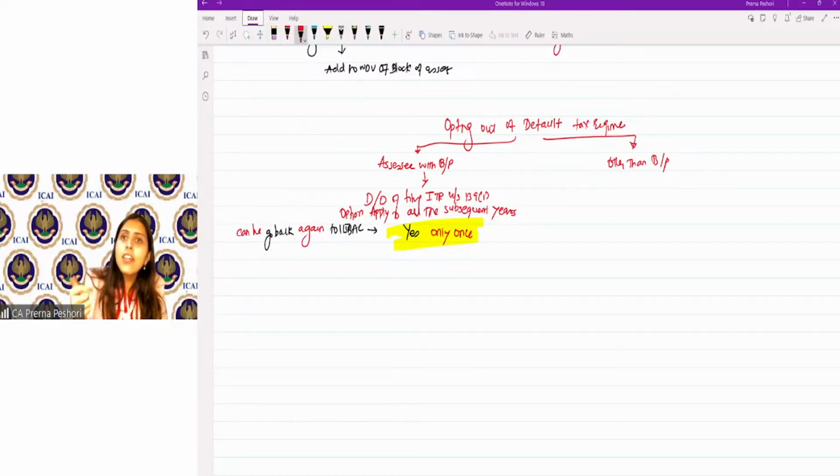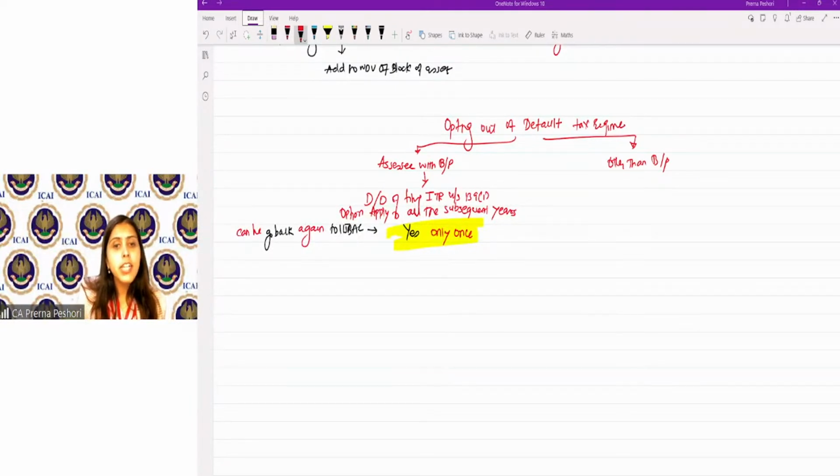So for a person having the business or profession income, he cannot opt in, opt out, opt in, opt out. He cannot do like that. He will be governed by 115 BAC as default. If he wants to be governed by normal provision, opt out. Now, once you opt out of this, you cannot come back to 115 BAC because the option will be exercised for all the subsequent years. You can come back to 115 BAC only once after going out. And once you come to 115 BAC again, you cannot then go out of it.